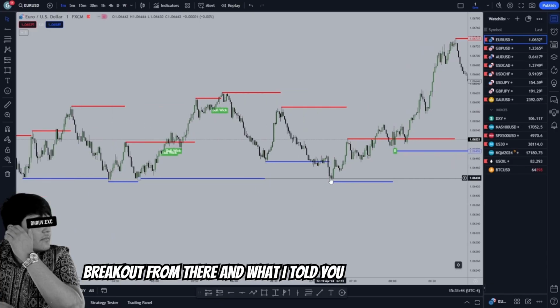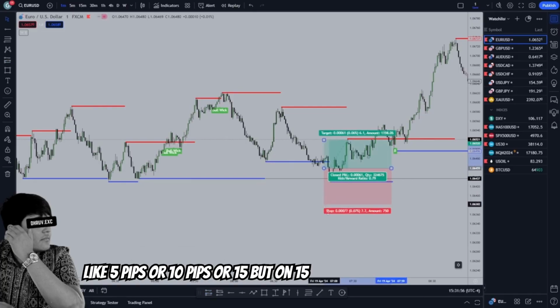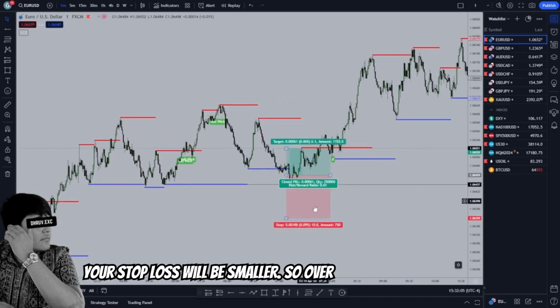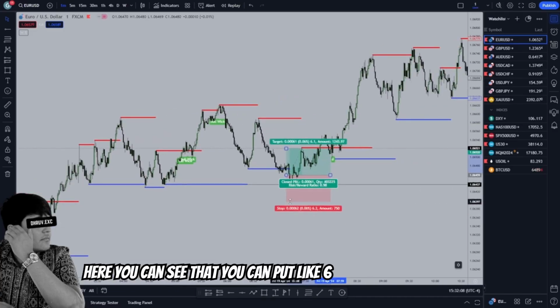When the market gives a breakout from there, as I told you, just a little bit below the resistance zones, place your buy limits and put your stop loss at 5, 10, or 15 pips. On a higher time frame like 15 minutes, your stop loss will be bigger, and on a smaller time frame, your stop loss will be smaller. So over here you can put about a 6 pip stop loss.